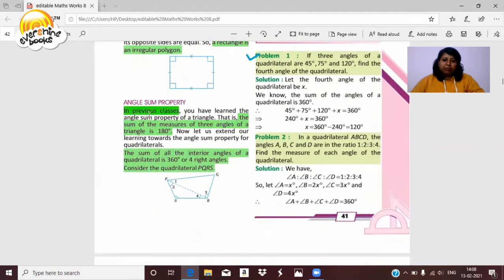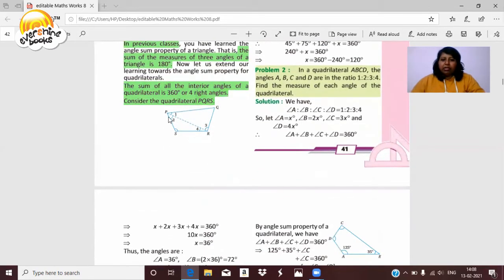Angle sum property. In previous classes, you have learned the angle sum property of a triangle. What is that? Sum of all the angles of a triangle is equal to 180 degrees. Three angles of a triangle is 180 degrees. Here we will learn about the angle sum property of a quadrilateral, which says that the sum of all the interior angles of a quadrilateral is 360 degrees or 4 right angles. One right angle is equal to 90 degrees, so 4 right angles. 90 degrees into 4 is equal to 360 degrees.